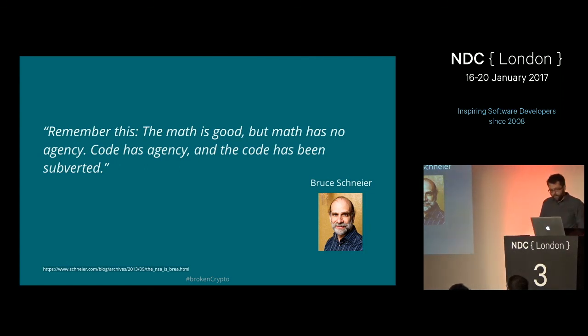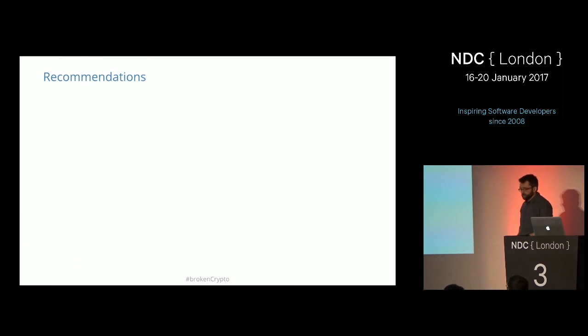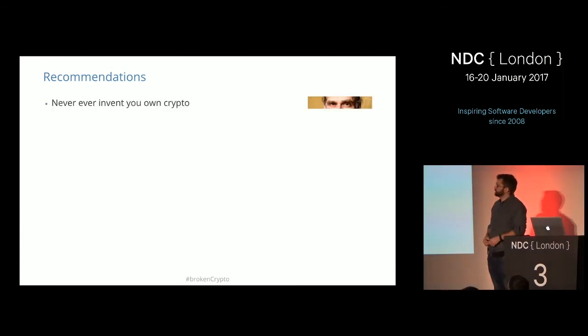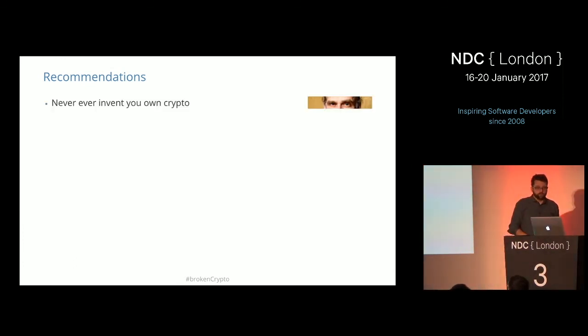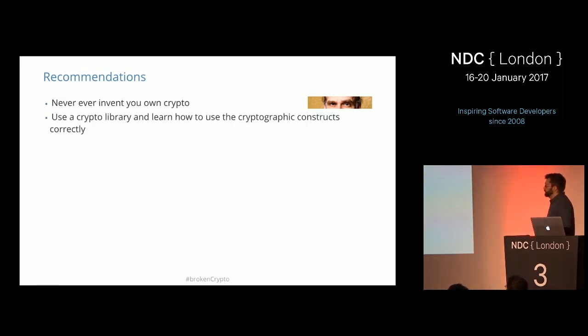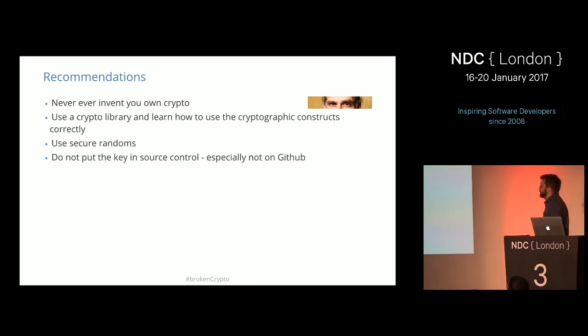So, some recommendations here towards the end. Never ever invent your own crypto. Bruce Schneier is watching you. Use a crypto library and learn how to use the cryptographic constructs correctly so you don't make any of these mistakes. Use secure randoms, of course. And never, ever, ever put the keys in source control. Don't put your keys on GitHub. They're being scraped all the time.